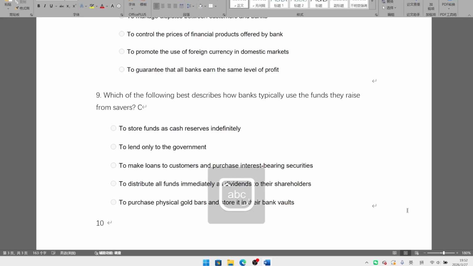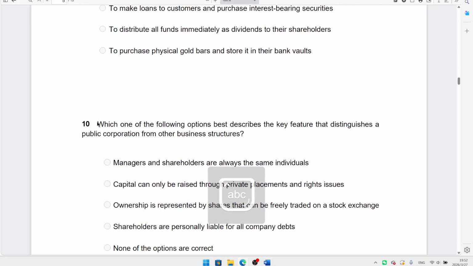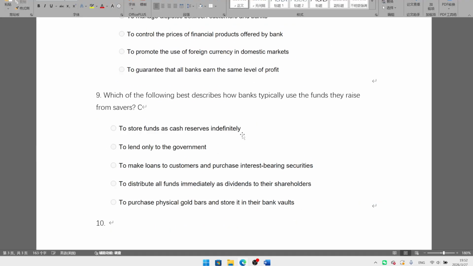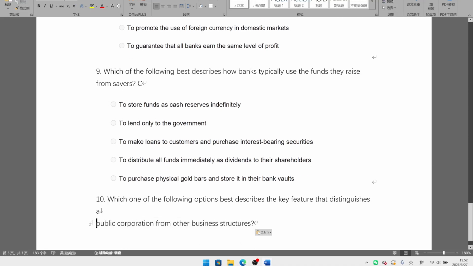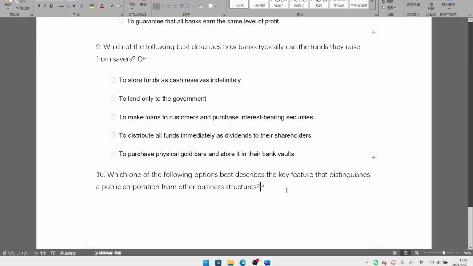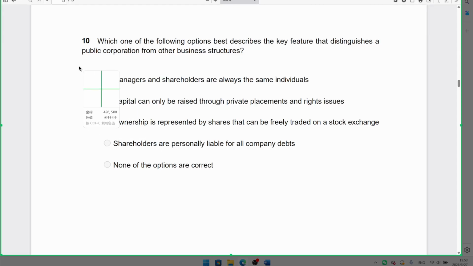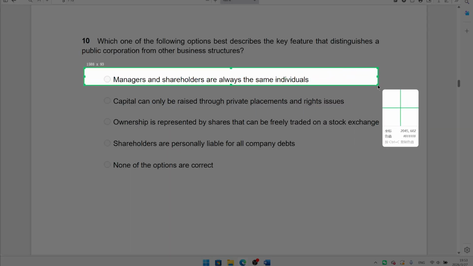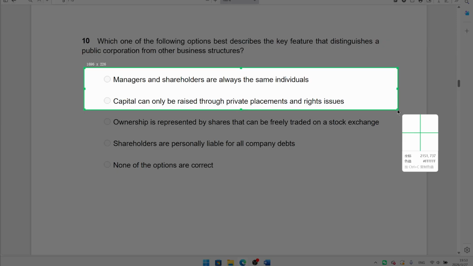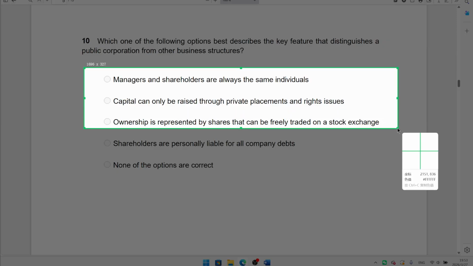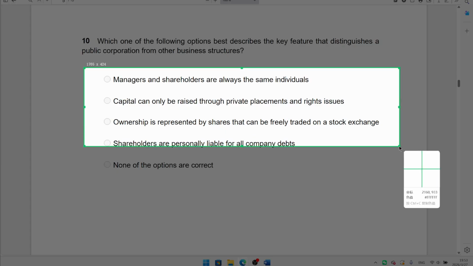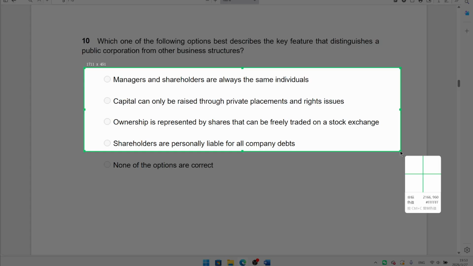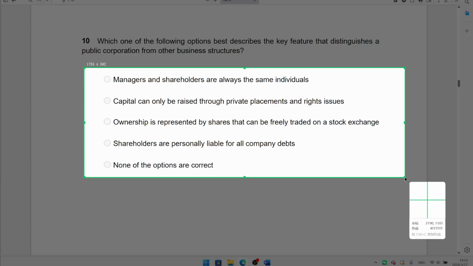Next one is question 10. Which of the following options describes the key feature that distinguishes a public corporation from other business structures? Managers and shareholders are always the same? No. Capital can only be raised for? No. Ownership is represented by shares that can be freely traded? Yes. Shareholders are personally liable for all company debts? No. None of the options are correct? No.